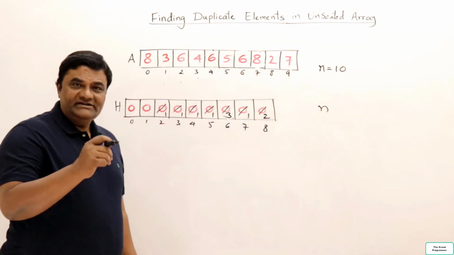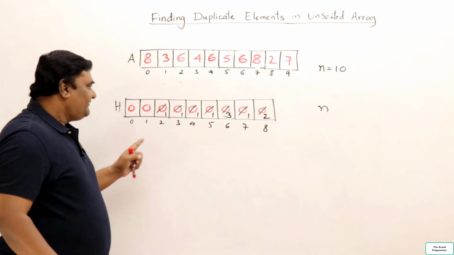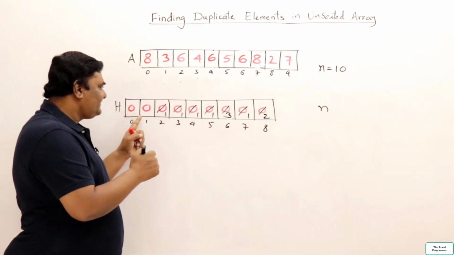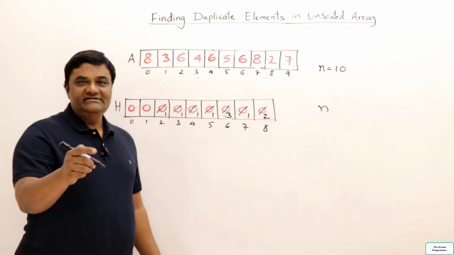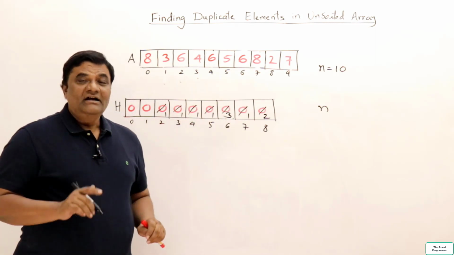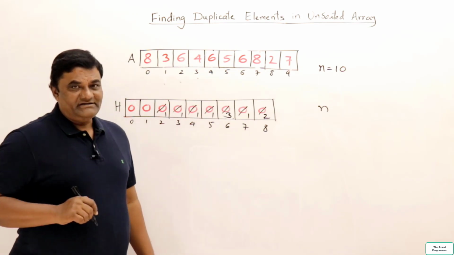Now next what I have to do, I have to scan through this hash table wherever I got a value that is greater than 0, yes, this is greater than 0, greater than 0, yes, wherever I get the value is greater than 0, element is present there. And if the value is greater than 1, then duplicate is present there.